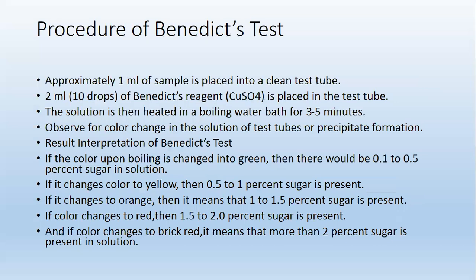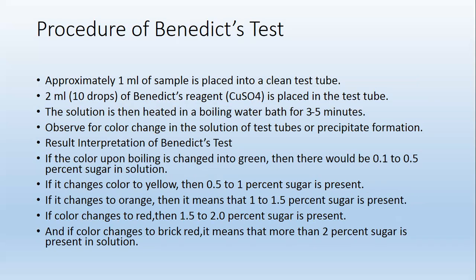Procedure for the Benedict's test. Approximately 1 ml of sample is placed into a clean test tube. 2 ml or 10 drops of Benedict reagent is placed in the test tube. The solution is then heated in a boiling water bath for 3 to 5 minutes. Observe for color change in the solution in the test tube or precipitate formation.